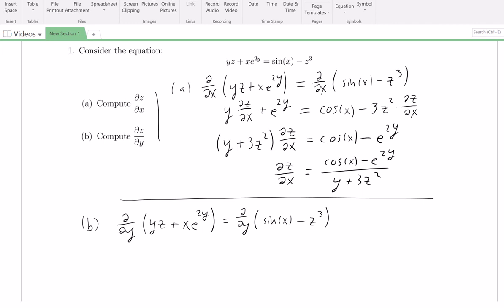So now for this first term, y times z, we have to use the product rule, because both factors depend on y. So if we use the product rule, the derivative of y is 1 times z plus y times the derivative of z. In the second term, x is just a constant, and then we take the derivative of e to the 2y, which is 2 e to the 2y.